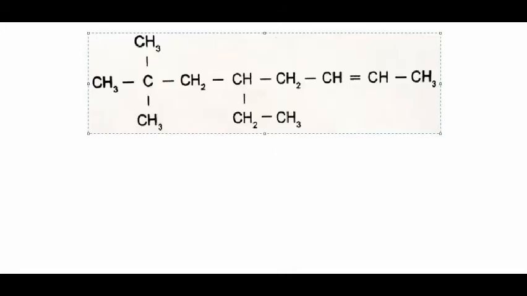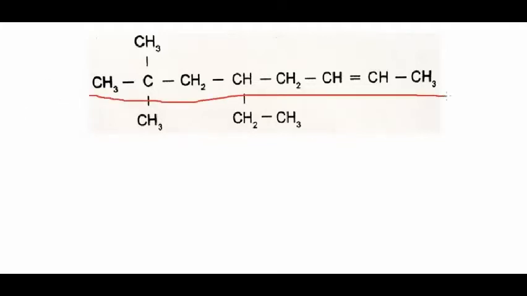Okay, so we have here for the next example, this structure. Again, for step 1, we need to select the parent chain, the longest continuous carbon chain containing the carbon-carbon double bond. So, our longest chain here is this one. Then step number 2, number the carbon atoms of the parent chain starting at the end closer to the double bond. So, where is our double bond? Our double bond is here. So, the closest carbon atom is from the right. So, we're going to number the carbon atoms from the right because it is closest to the double bond.